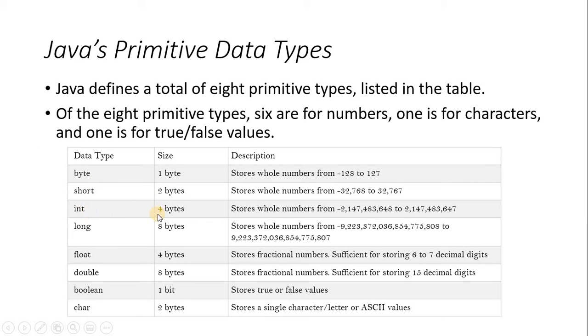Integer is 4 byte. 4 bytes means 4 times 8, 32 bit. So for the 32 bit range of numbers, the range is given here. Similarly, long is 8 byte. So 8 byte means 64 bit number. So these 4 are for integer numbers. So based on the length of the number that you are assigning, we are going to declare the data type accordingly.